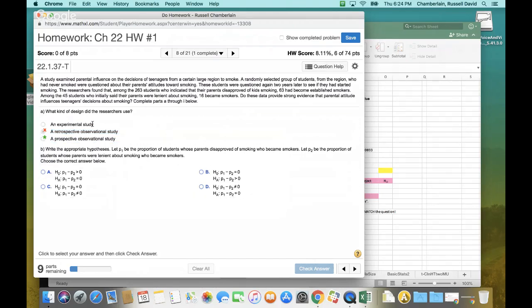We need to talk about these; this is something we're going to talk about on Friday. Anyway, we want to write an appropriate hypothesis. The first thing we're going to say is that the proportions are probably equal, which means the difference is actually zero. So P2 will be students who are lenient about smoking, and we're expecting there to be more of them, right?